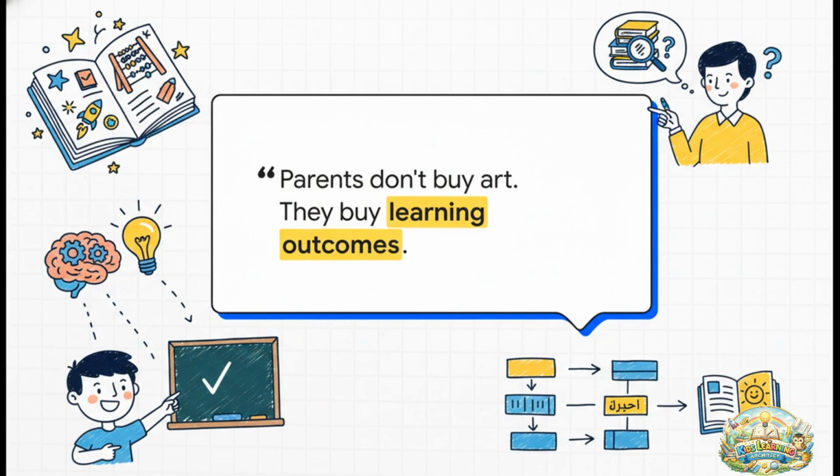This quote right here, this is the secret sauce. It really gets to the core of the whole strategy. Yeah, beautiful art is nice, but what really makes a parent click buy on an educational book, it's the outcome. They're thinking, what is my child going to learn from this? This system is built from the ground up to answer that exact question.